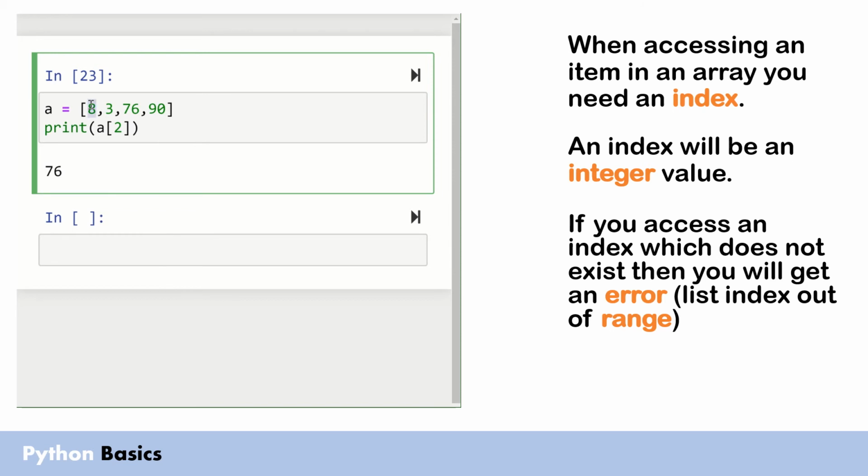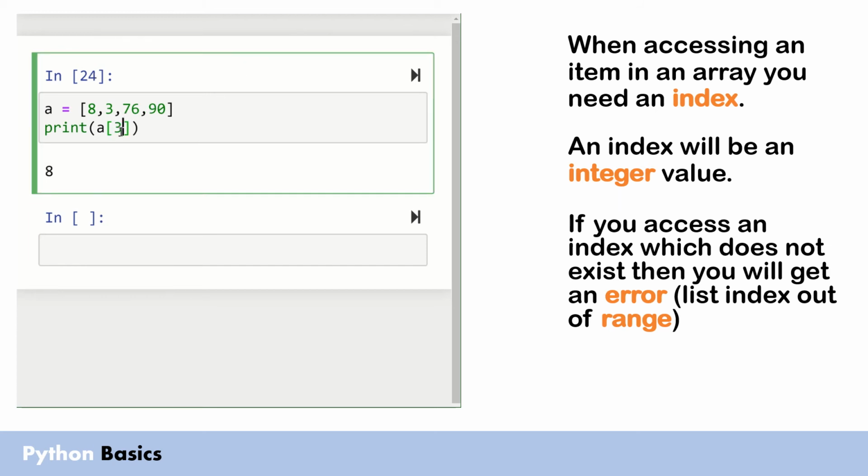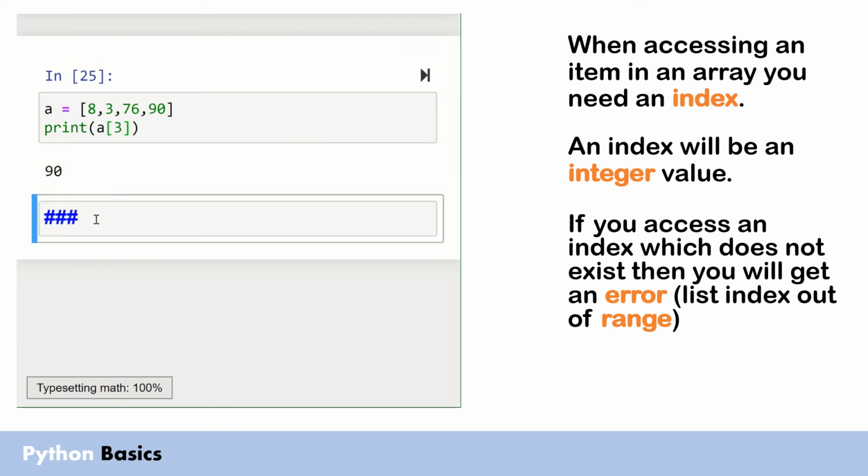The reason for that is because it's known as a 0 index. So the first item in the list is actually position 0. So that's 0, then 1, and then 2. So that's the reason we're getting 76. If I do print A[0], run that, you can see it gives me the value of 8. If I do 3, I'm going to get the 90.